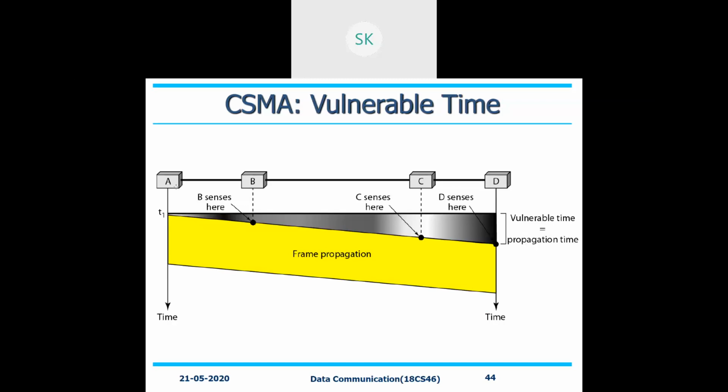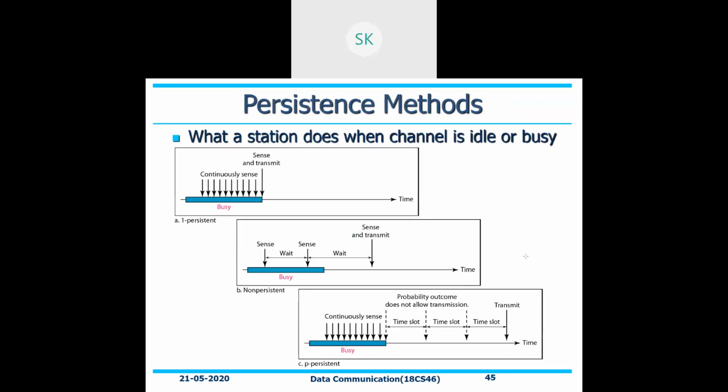Suppose station A wants to transmit a frame and it needs to reach station D. Once it starts, till it reaches your D station is nothing but your vulnerable time, because in between B can sense, C can also sense. If both sense, then it will be lost in between. So until it reaches the destination, the entire time duration is nothing but your vulnerable time with respect to CSMA.